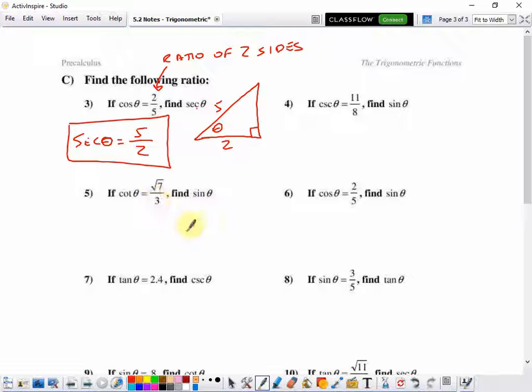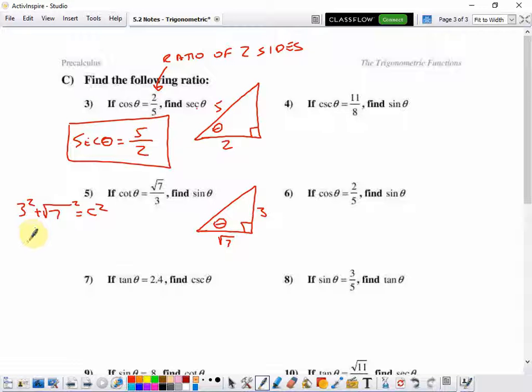Okay, we're given another triangle in which cotangent theta is square root of 7 over 3. Cotangent is the reciprocal of tangent, which means this is adjacent over opposite. So the adjacent leg is the square root of 7. The opposite is 3. And what I want now is sine theta, which is opposite over hypotenuse. And the hypotenuse is unknown. So I'm going to have to use the Pythagorean theorem. 3 squared plus the square root of 7 squared equals the hypotenuse squared.